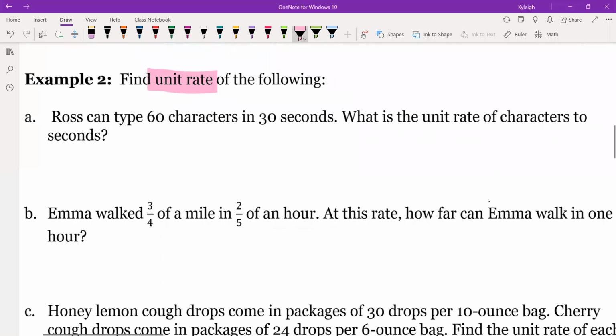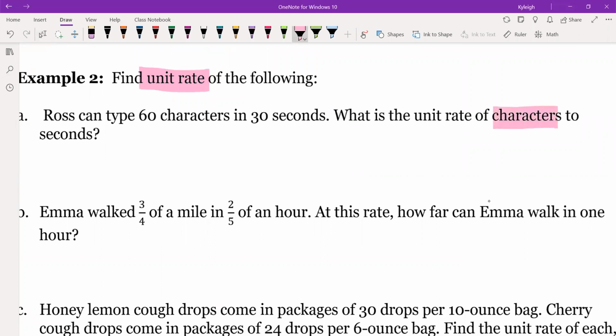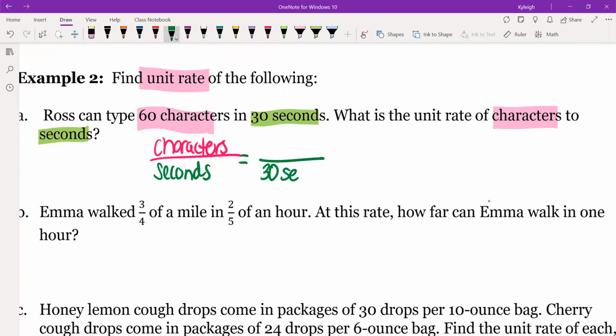So they can type 60 characters in 30 seconds. So what's characters to seconds, okay? So characters over seconds. So let's write that out. Characters. I always write my labels out first, just so I know that I got it in the right order. So seconds are 30 seconds, and I'm going to abbreviate seconds. And then 60 characters, also going to abbreviate. And how do we simplify? What is 60 over 30?